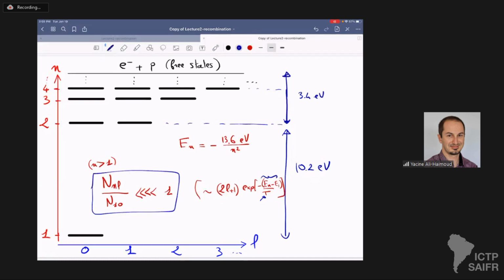So basically, hydrogen is either photoionized, so in the form of electron plus proton, or mostly in ground state.